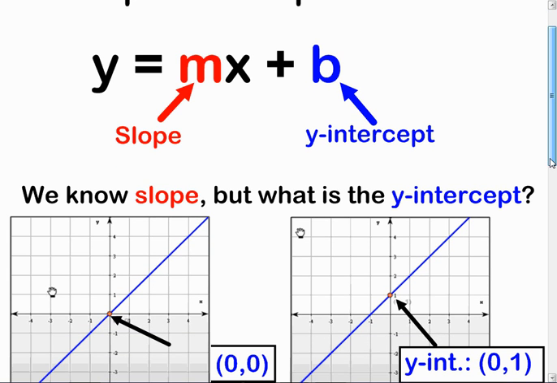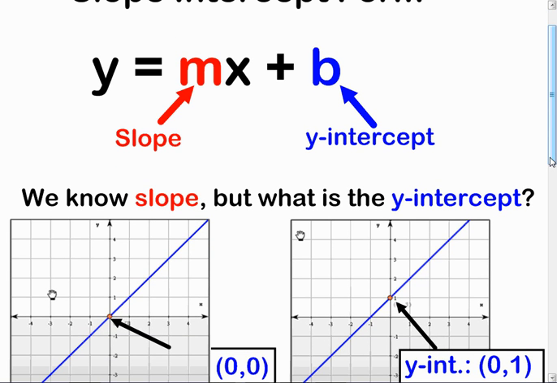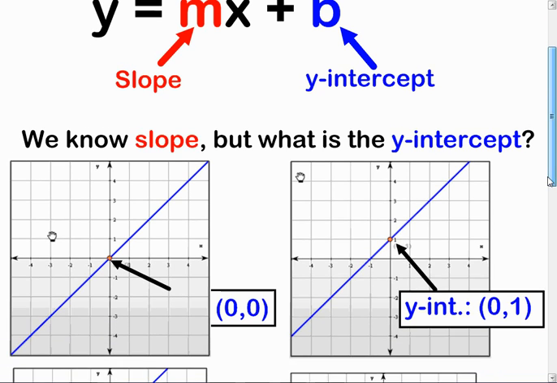Okay, so the number that comes in front of x, it's multiplying x, is called the slope of the line, and b is the y-intercept.